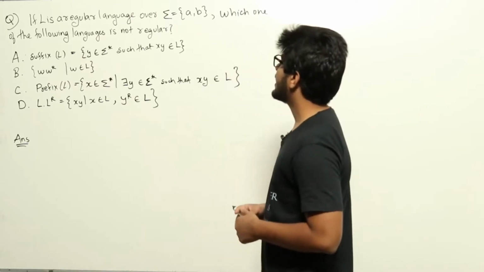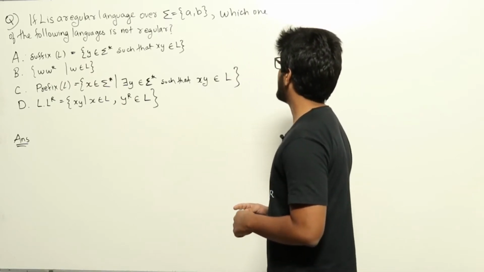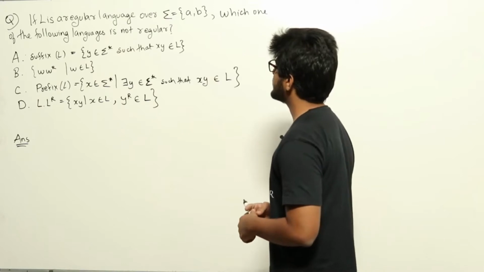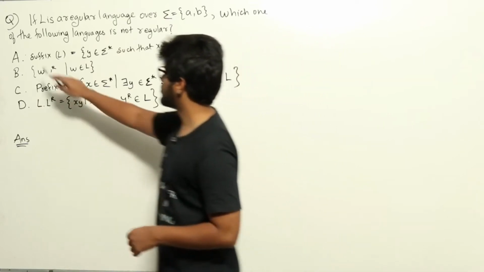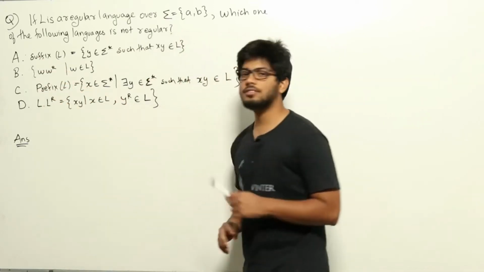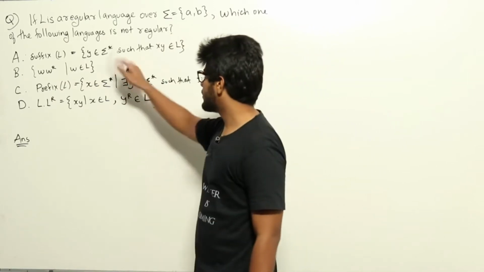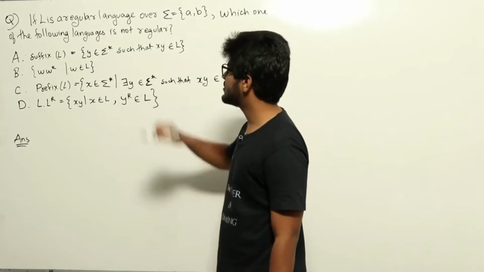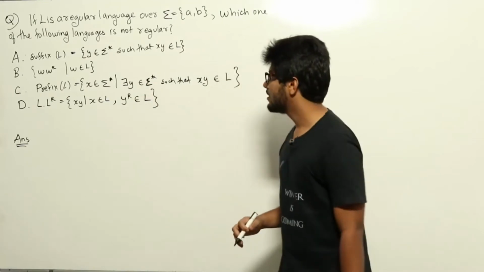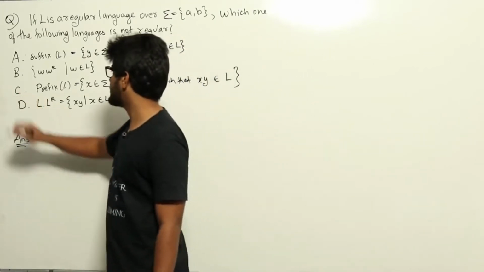If L is a regular language over sigma equals {a, b}, which one of the following languages is not regular? And 4 options have been given here. So this is a question from theory of computation regarding regular languages. We need to take a look at all of these options and find out which among these is not a regular language. So first of all, take a look at option C.